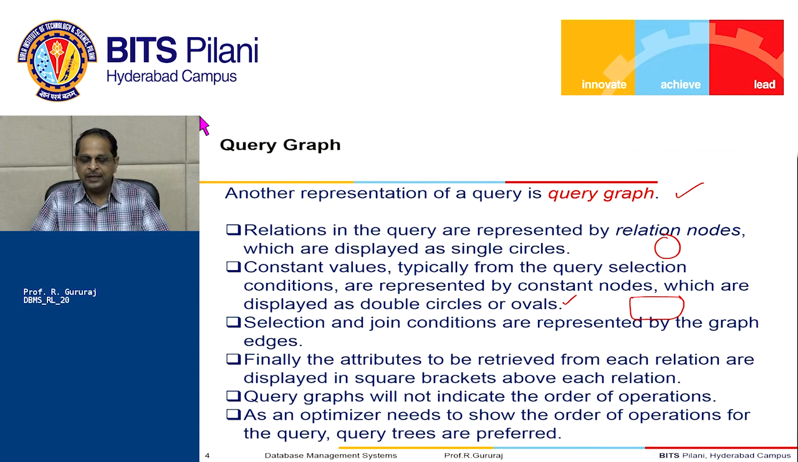The one drawback with query graphs is that they will not indicate the order in which the operations are to be executed. And that's why, since many optimizers need the order in which the operations are to be executed, query trees are more preferred to query graphs. That is one important point to be noted.